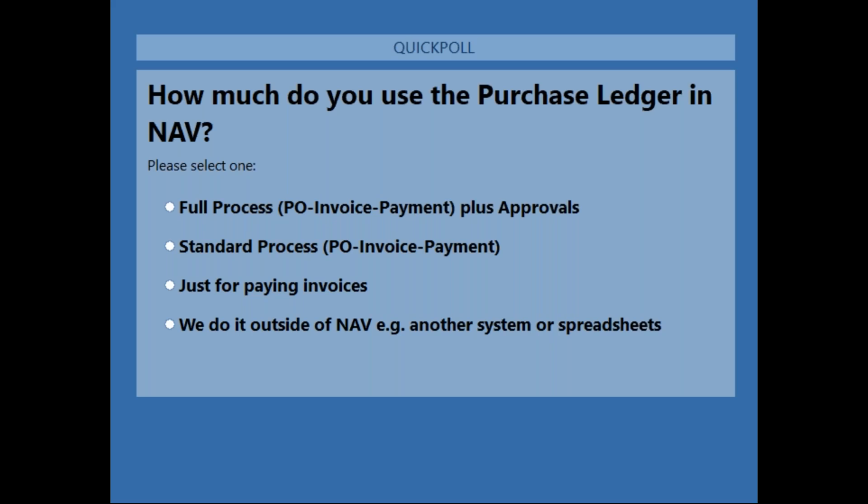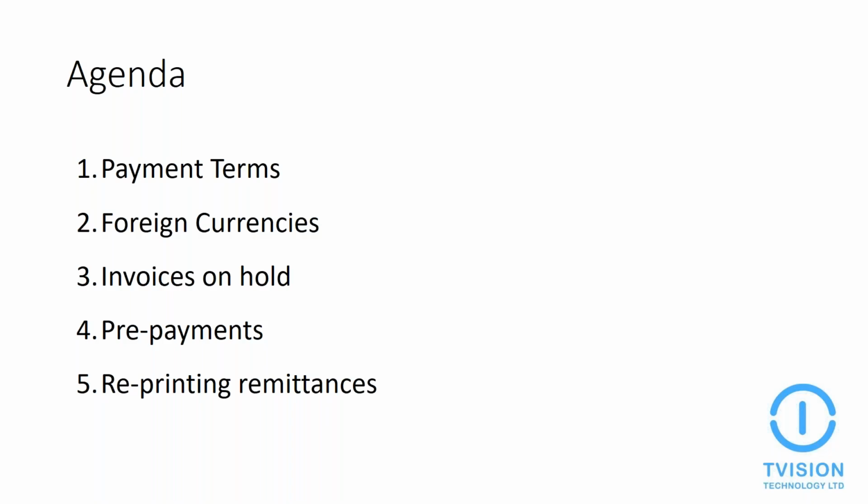Okay, so it looks like it's kind of split into thirds really. About a third say that they're just using it for paying invoices, or they do it outside of NAV in the system. Another third also say they use it for a standard process, so POs, invoice payment. And then the other third is a full process, so using the standard process plus the process. Okay, thank you very much, everybody. Just going to close the poll now, and then I'll hand over to Ian.